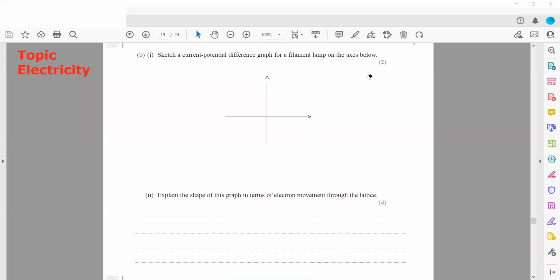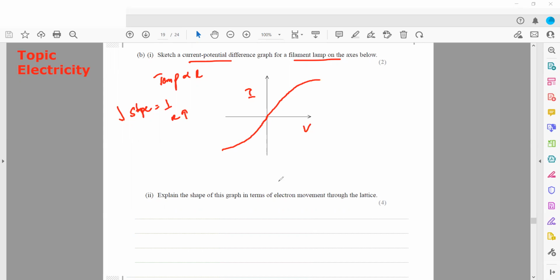The next part is to sketch a current and potential graph for a filament. Remember, for a filament bulb, as the current increases, the temperature also increases. As a result, the resistance will also increase because it's a metal. On a current and voltage graph, the slope is the reciprocal of the resistance, meaning if the resistance increases, the slope will decrease. So the graph will look like this, and the same thing on the negative axis, so it will be in this manner. So this is a current voltage graph.